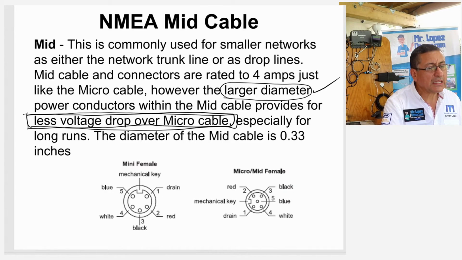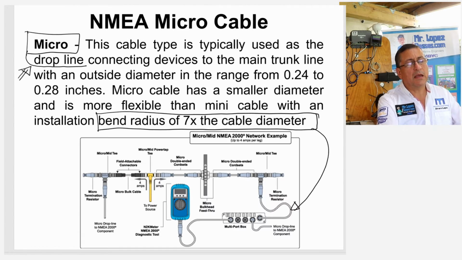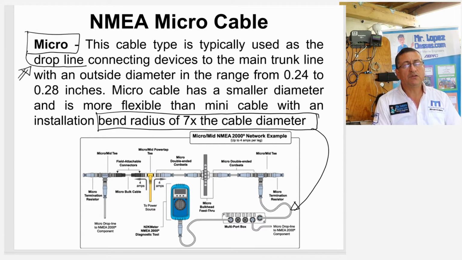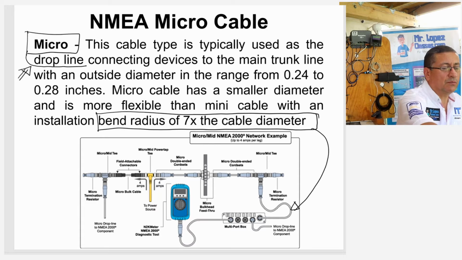Okay, my friends. And now we are going to continue with the micro cables. The micro cable is a typical cable used as a drop line, connecting devices to the trunk line, with an outside diameter between 0.24 and 0.28 inches. The micro cable has the smaller diameter, for that reason it is more flexible, and you can bend those cables 7 times the diameter of the cable. I mentioned that before.